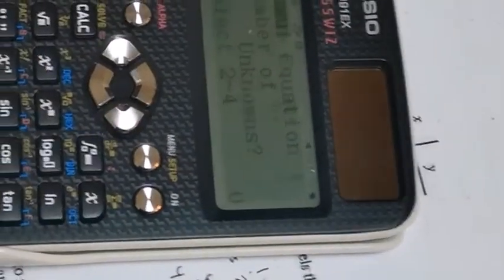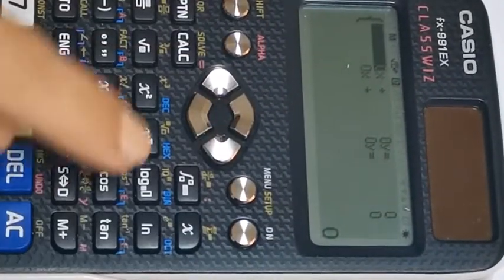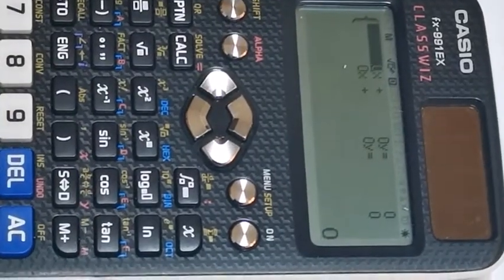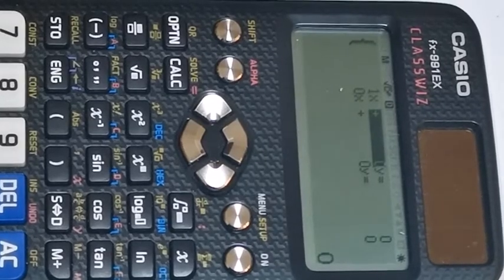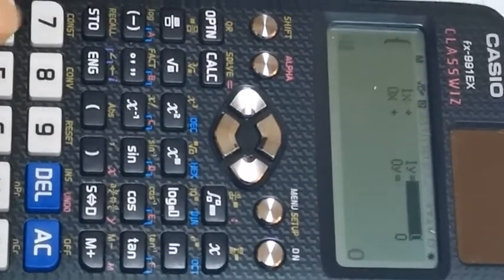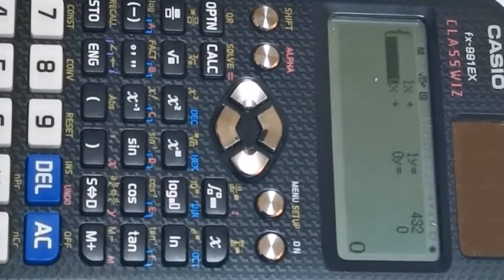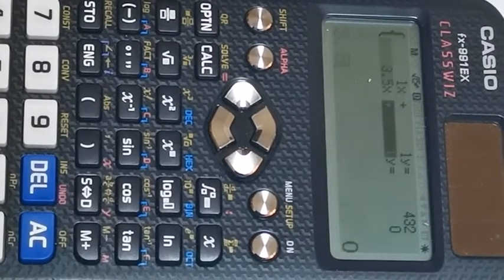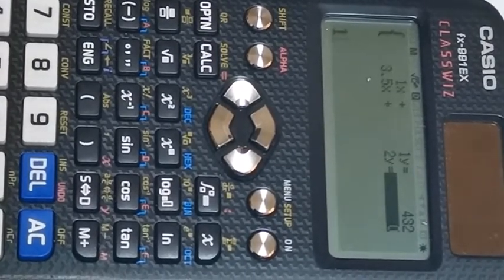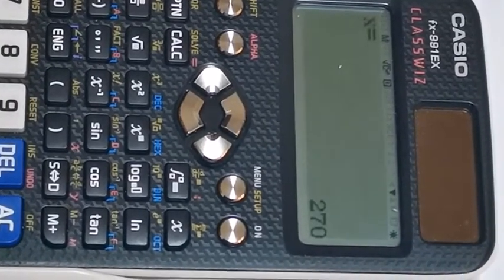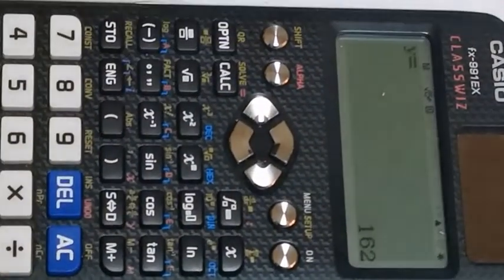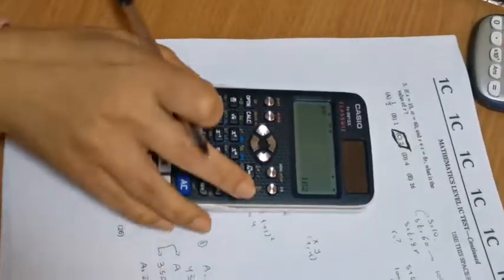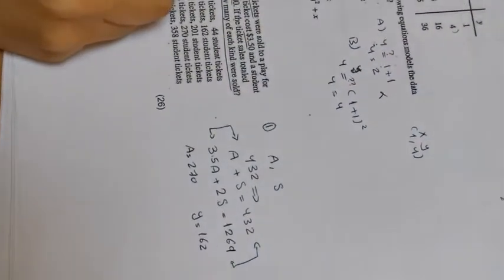How many variables do I have? I have 2 variables. So here I need to write the coefficients in this calculator. The coefficient of A is 1, then I press equal, then 1, then equal, then 432, then I have to go equal. Here 3.5 equal, then 2 equal, 1,269 equal. So the first value, which represents X, which is A, equals 270 adults, and Y is equal to 162. So the correct answer is B.